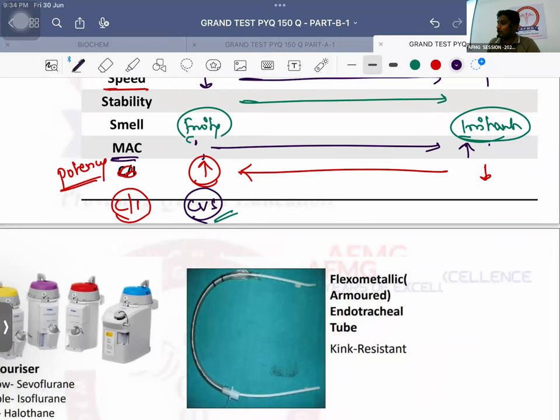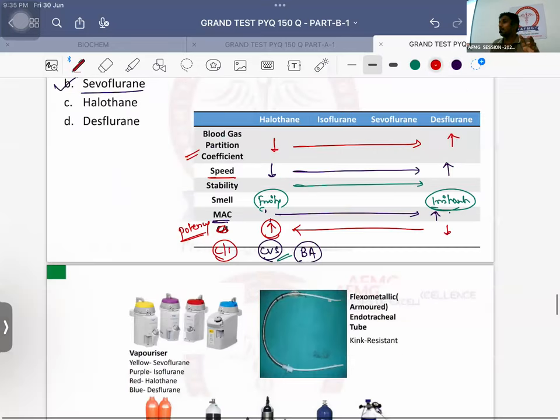CVS surgery, halothane is contraindicated, but halothane is the best agent to be given in case of bronchial asthma because it causes maximum bronchodilation among the inhalational agents. Maximum bronchodilation among IV agents is caused by ketamine. IV, if you ask bronchial asthma patients, it should be ketamine. No issues with this, anybody?